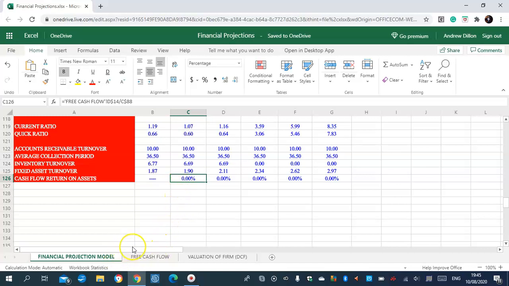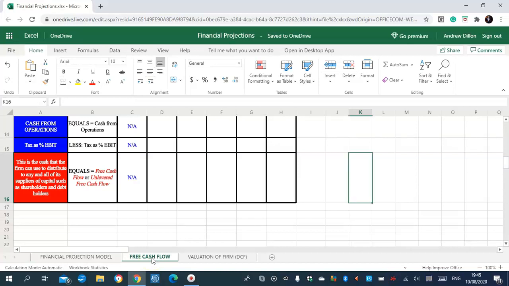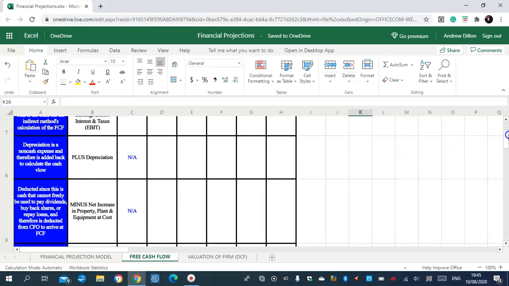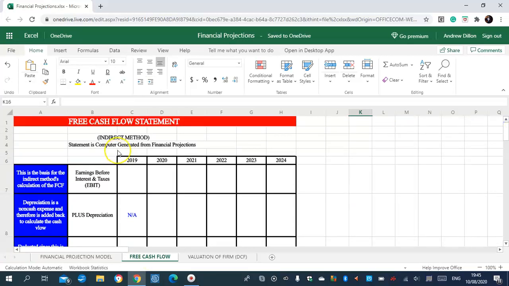So that means the financial projection model is now finished. We'll get the answers that are here from the next sheet. So let's move on. This is the free cash flow statement sheet. Now, here it relates to B60, C60, the year inputs from the financial projection model sheet.